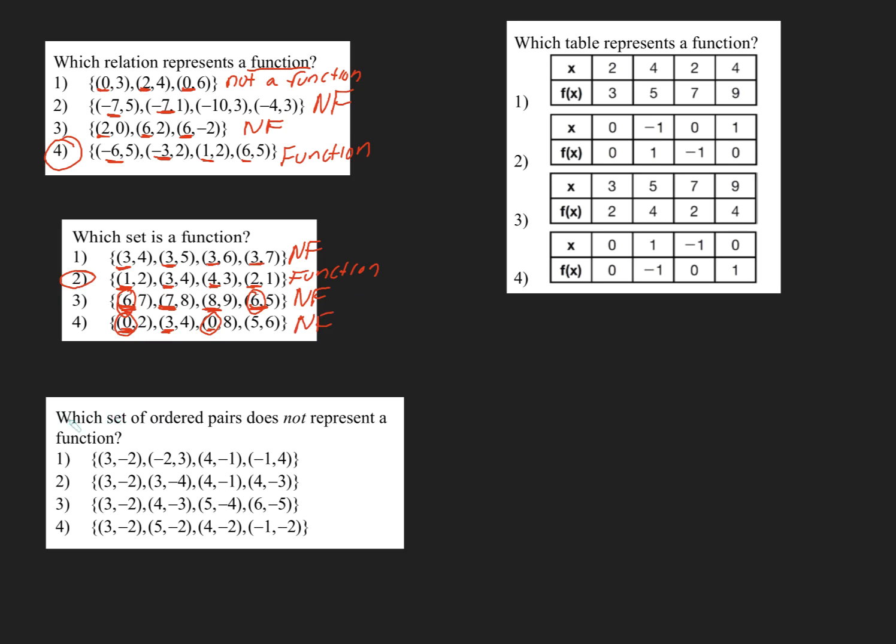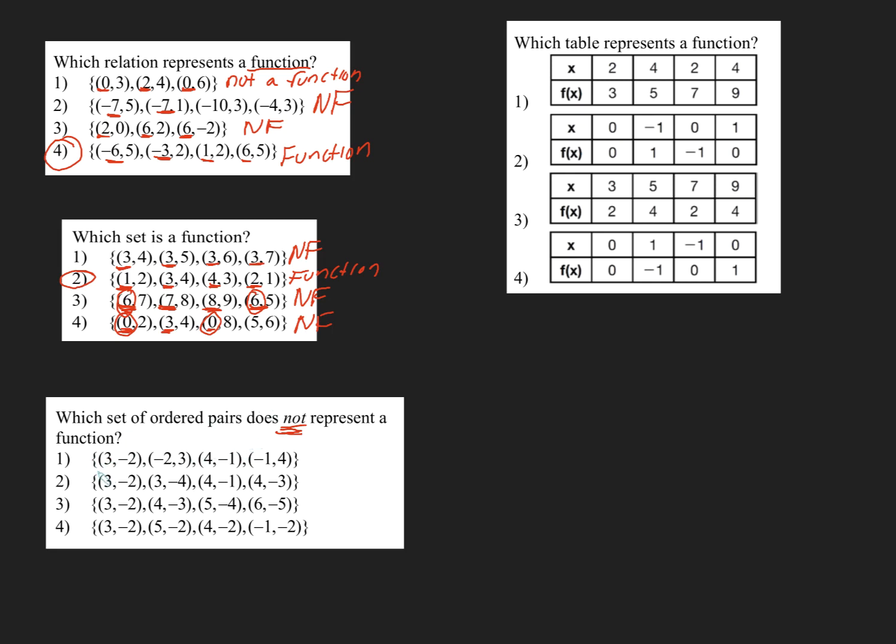Let's look at the third example. Which set of ordered pairs does not represent a function? So they want that does not represent a function. Please be careful with the word not. I find that when students are in a test, they know when something is a function. So when they get the question, they're always looking for when it is a function. This question wants to know when it is not a function.